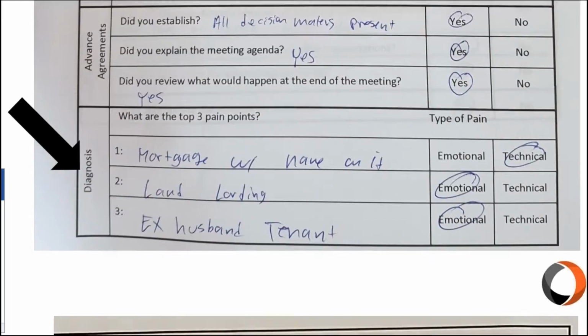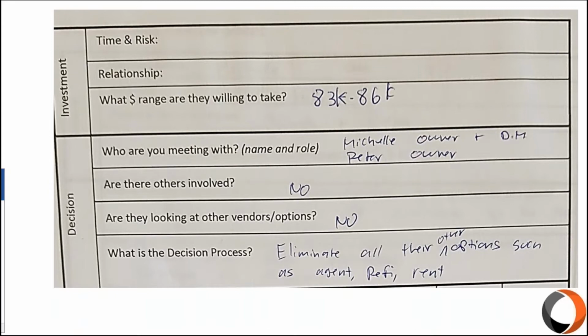All right, let's move to the next portion of it. Investment. Is there any time or risk? Are there any relationships at risk if they decide to do business with you? Do we know anything about a budget? Did we get asking price, lowest offer they'll take? Who are you meeting with? Are there others involved? Are they looking at other vendors' options?